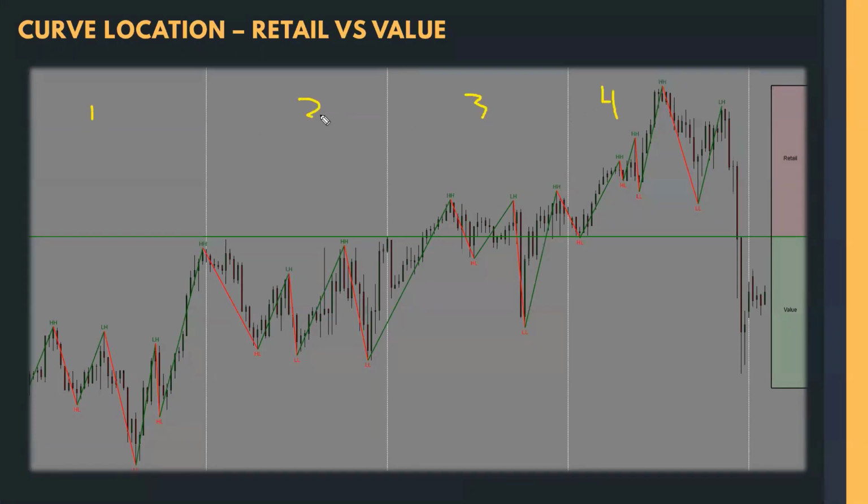Okay, 1, 2, 3, 4. If we're here today, we don't know what's going to happen, right? All we know is that we're opening right here. That's the open of the Globex. But we've got 1, 2, 3, 4 days behind us, okay?